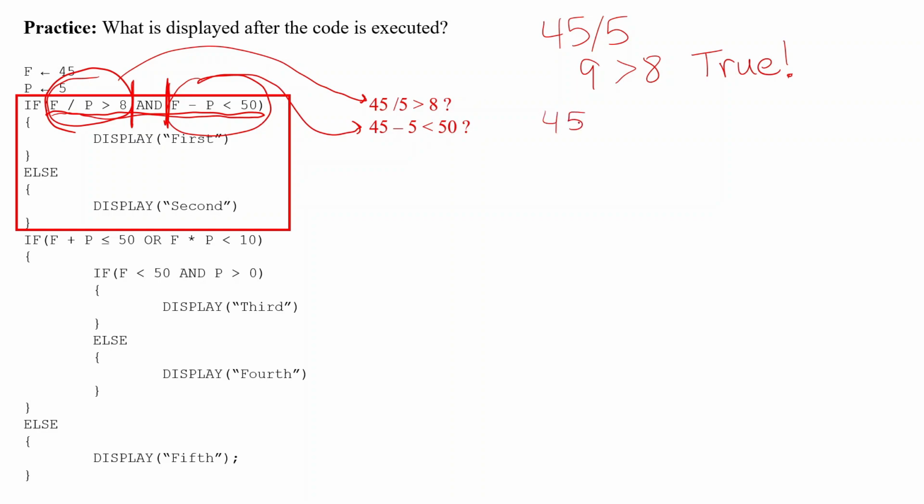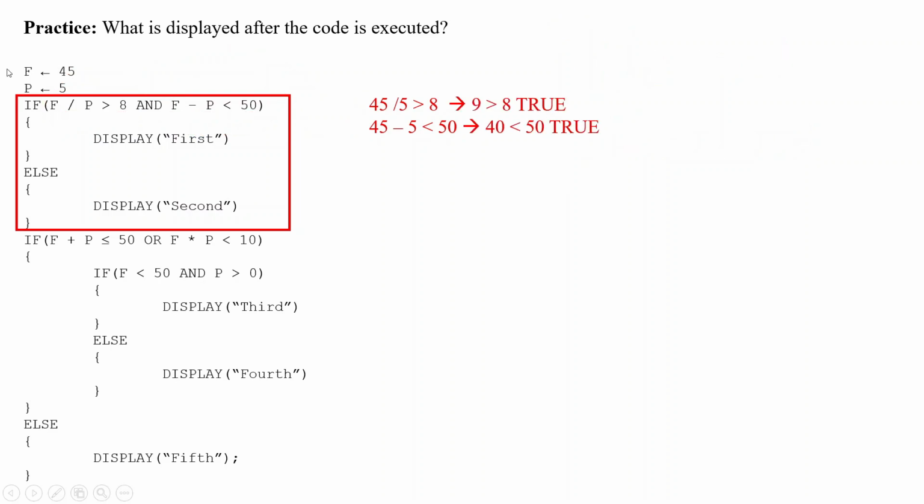My next question on this side: F minus P, so 45 minus 5, less than 50. So 45 minus 5 is 40. Is that less than 50? That is true as well. Yay. Both of these statements are true. So with that and, I do the and last. Evaluate each expression on either side, I get true and true. And then use the and. What does true and true evaluate to? Well, with the and, the only time an and statement is true is when both of them are true. So this whole thing is going to evaluate to true.